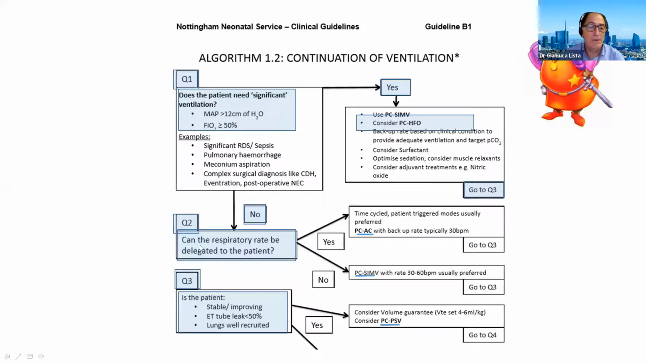For example, if the baby is able to control absolutely the mechanical ventilation, you can use assisted control, or if you want to reduce the activity of the baby, you can switch the baby to SIMV. When there is a very good lung compliance, you can decide, for example, to use a pressure support ventilation.